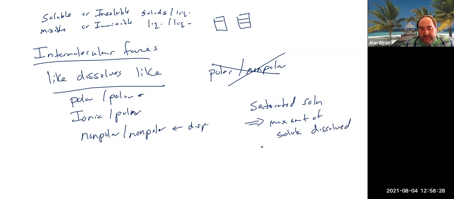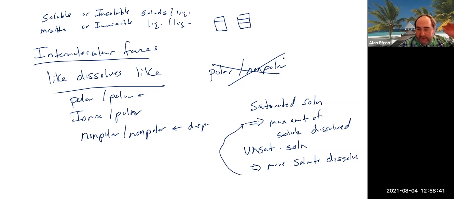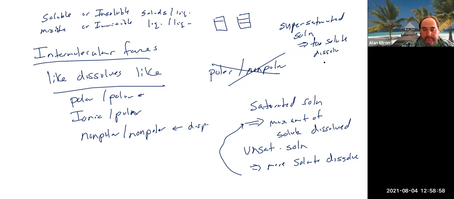We have an unsaturated solution, which means that we are not there yet. So more solute will dissolve, and it will continue to dissolve until you hit a saturated solution. And then we also have a supersaturated solution, and that's where we have too much solute dissolved in a solvent. Usually it's a very unstable solution, and you will start to see precipitation occur pretty quickly in that case.